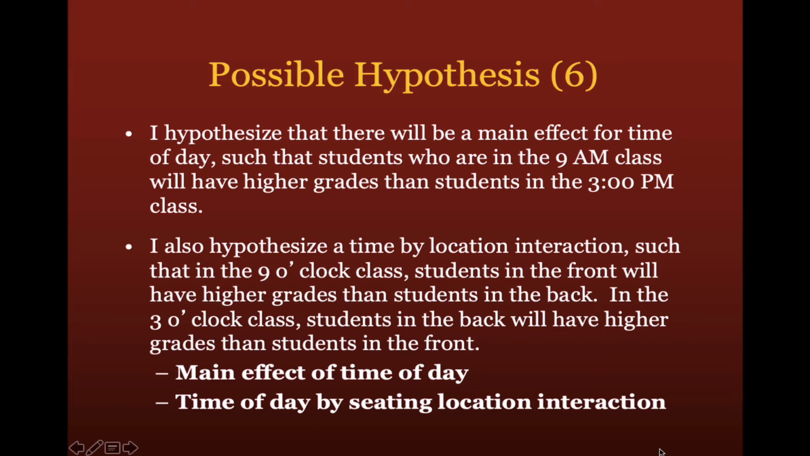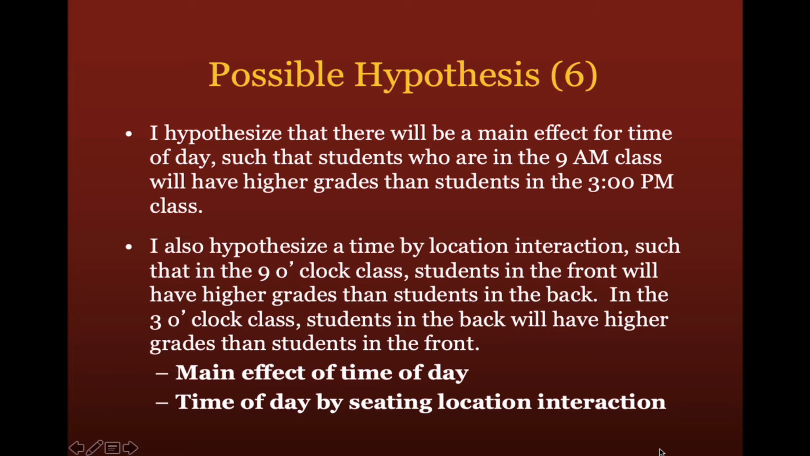For our next hypothesis, we're hypothesizing that there will be a main effect for time of day, such that students who are in the 9 a.m. class have higher grades than students in the 3 p.m. class. We're also hypothesizing a time of day by seating location interaction, such that in the 9 o'clock class, students in the front will have higher grades than students in the back. In the 3 o'clock class, students in the back will have higher grades than students in the front.